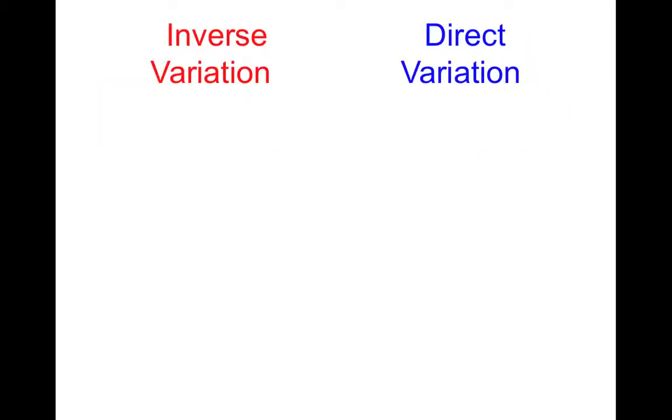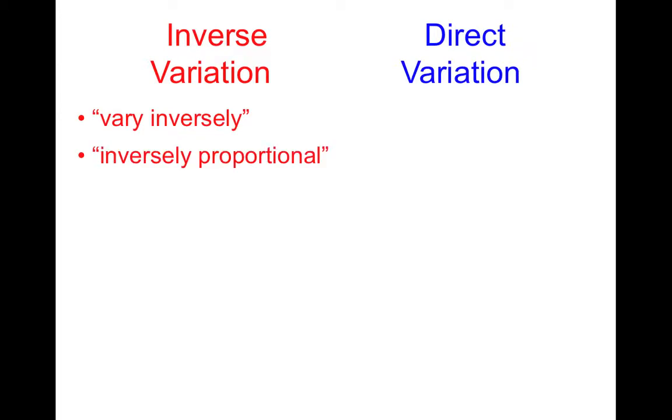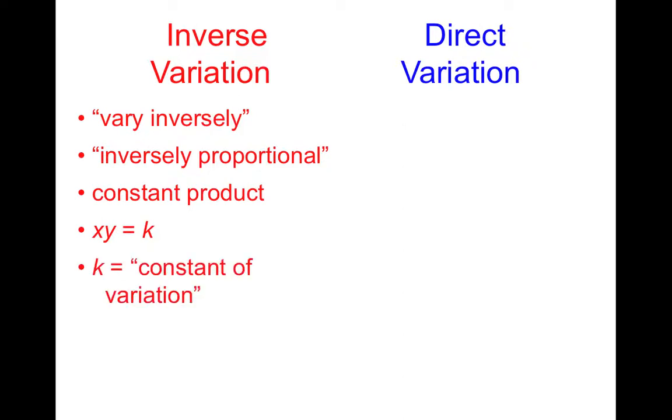To summarize, another way to say inverse variation is to say two quantities vary inversely. We can also say they're inversely proportional. When quantities vary inversely, they have a constant product. When you multiply them, you always get the same thing. That product is called the constant of variation. When two quantities vary inversely, if one increases, the other one decreases.